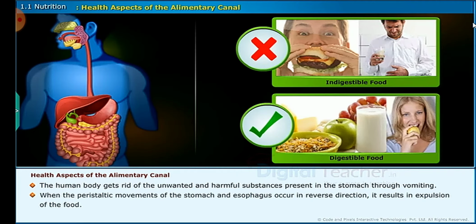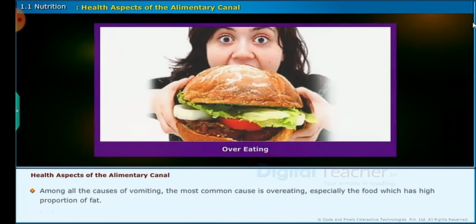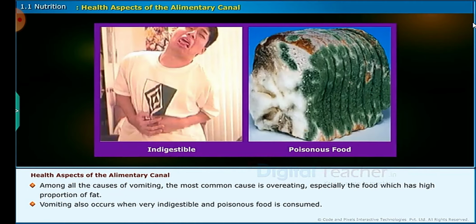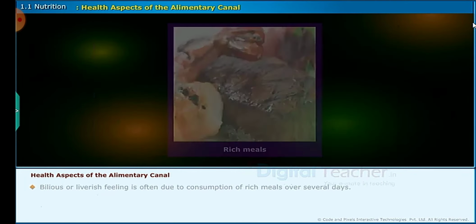When the peristaltic movements of the stomach and esophagus occur in reverse direction, it results in expulsion of the food. Among all the causes of vomiting, the most common cause is overeating, especially the food which has a high proportion of fat. Vomiting also occurs when very indigestible and poisonous food is consumed.